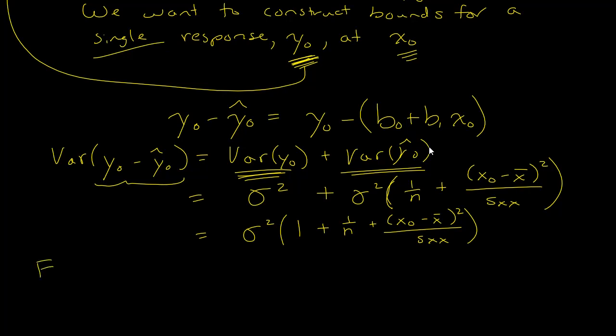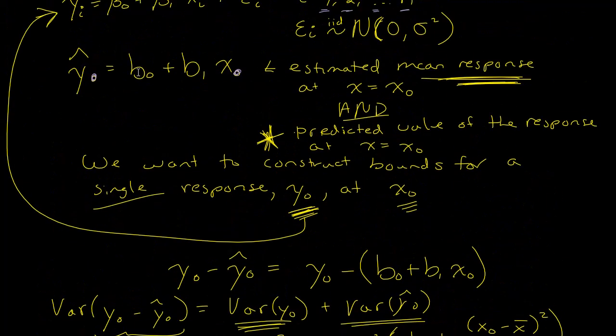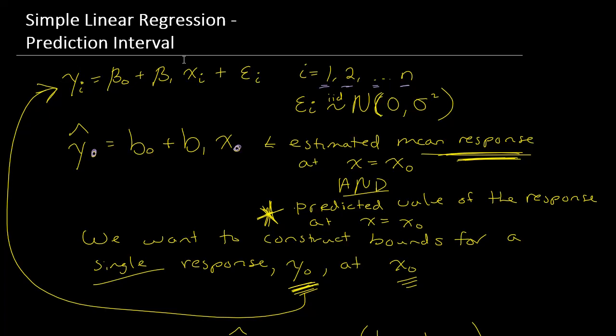What about the expected value of y naught minus y hat naught? What's this expected value? This is the expected value of y naught minus the expected value of the intercept plus the slope times x naught, right? This is y hat. And of course the expected value of y naught, if I were to take the expected value of this y, these guys are constants, and then the expected value of epsilon is just 0, right?